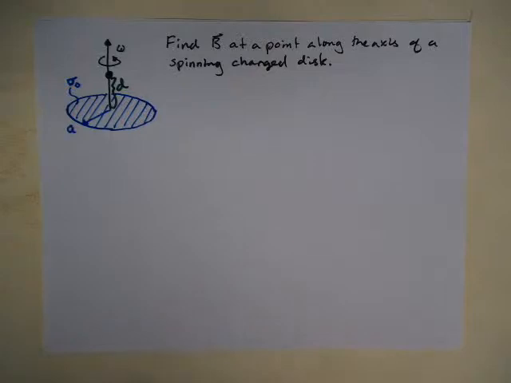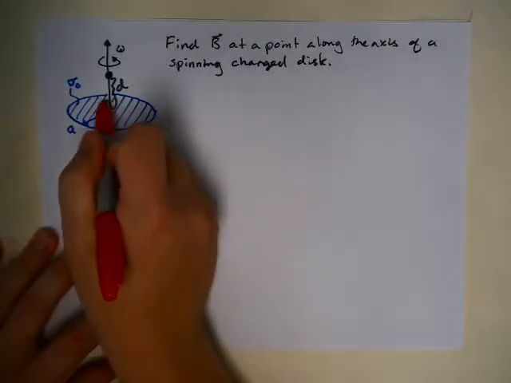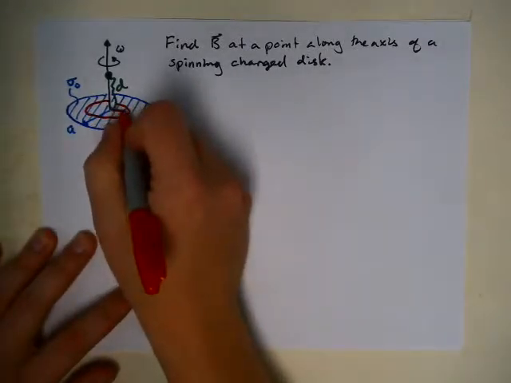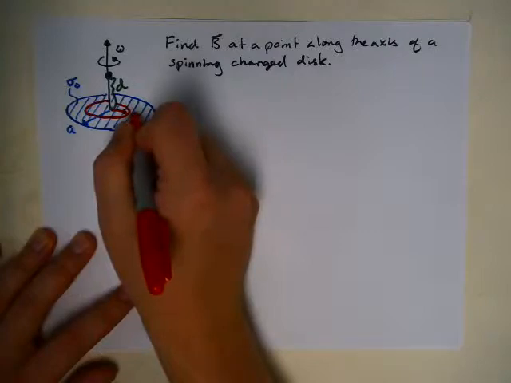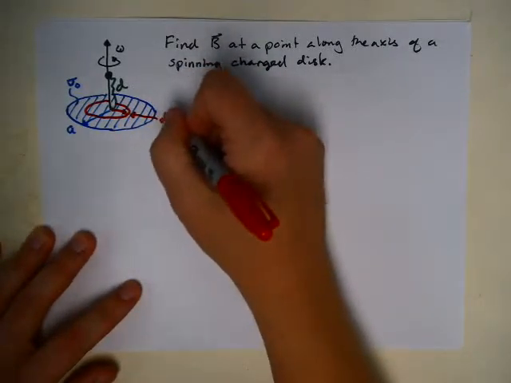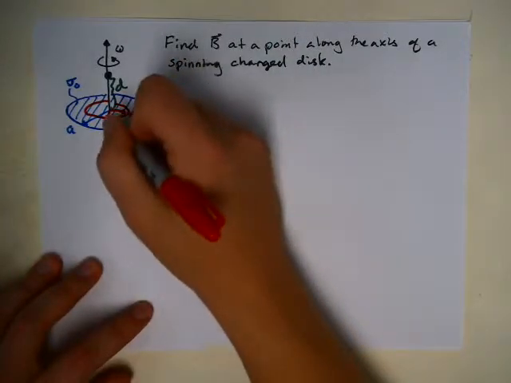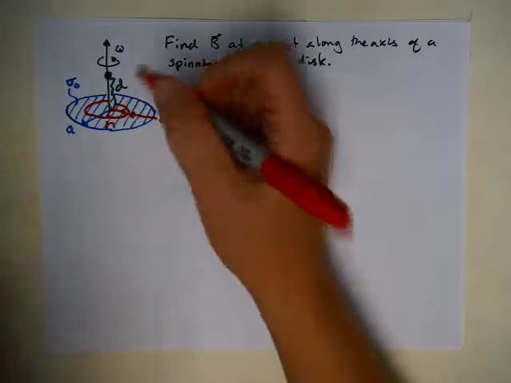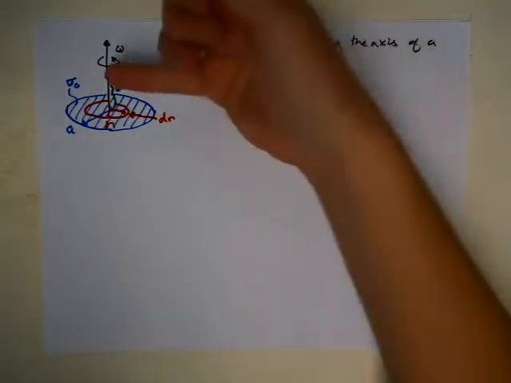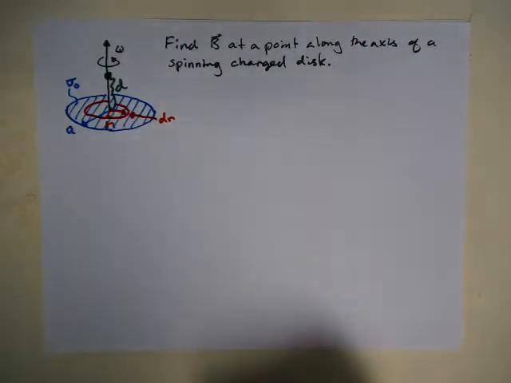Now the way we're going to form this is we're going to say that this spinning disk is made up of a bunch of current loops. This distance here we're going to call dr, and the radius here we're going to call little r. And we're going to say that the total magnetic field at the point d is the sum of the magnetic field from each little disk.